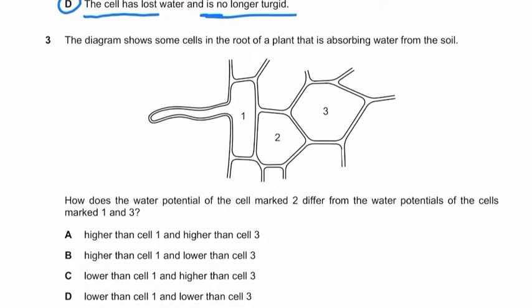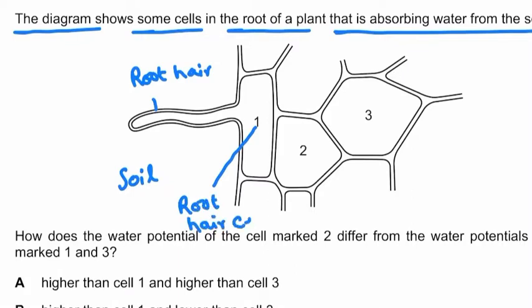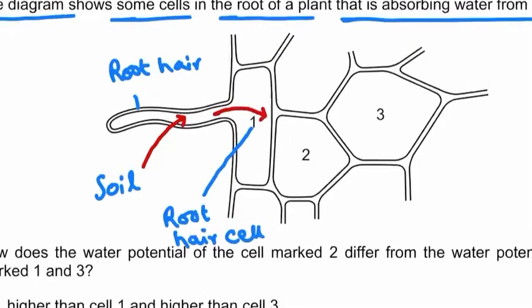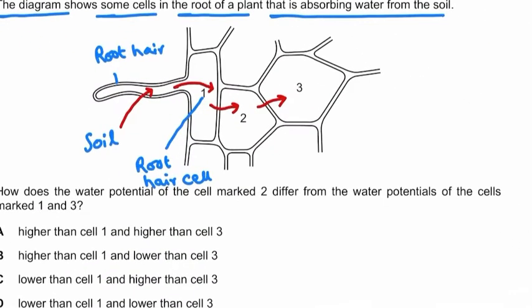Let's move on to MCQ number 3. The diagram shows some cells in the root of a plant that is absorbing water from the soil. Okay, so guys, always remember this point, that soil is around the root hair. This is the root hair, as you all know, and root hair is the part of the root hair cell. So guys, cell 1 is the root hair cell. So always remember this thing, that the water from the soil enters the root hair, and then from the root hair it goes into the root hair cell, and from there the water goes from the root hair cell to the adjacent cells.